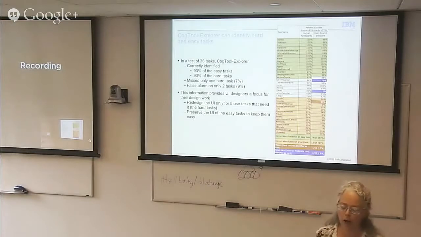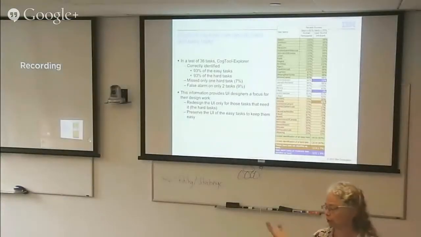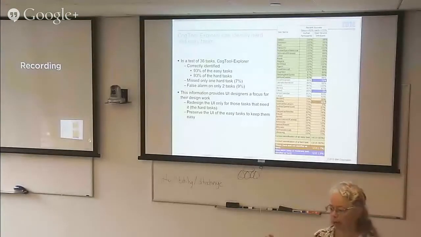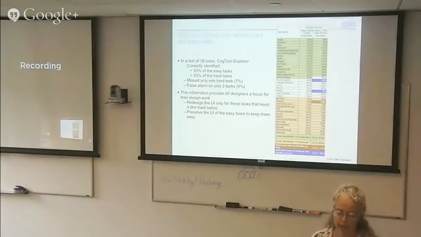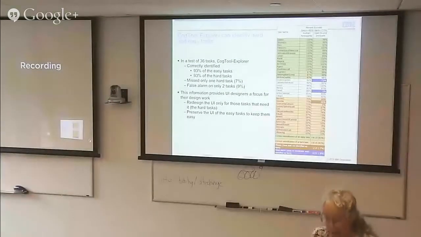And so you always have false alarms and misses. It missed only one hard task, which turns out to be 7% when you have 36 tasks. And it false alarmed on only 2 tasks, which is 9%. So you're not fixing very many things that actually weren't broken. Again, you'll have misses and false alarms on human testing as well. So this allows UI designers to focus on the things that are really bad, go back and redesign those, and preserve the things that are working for people.